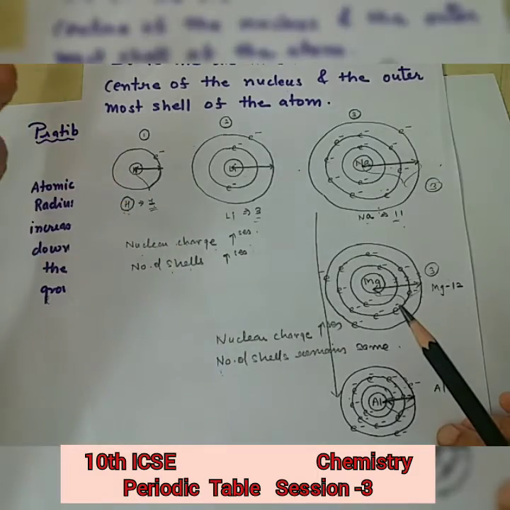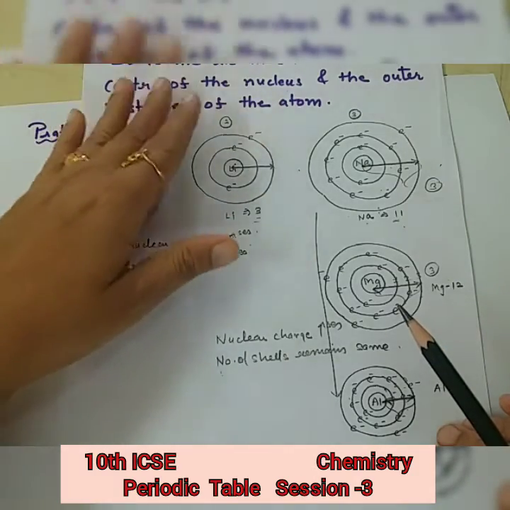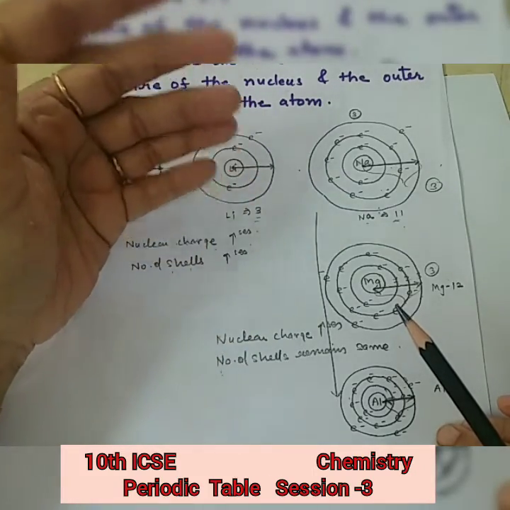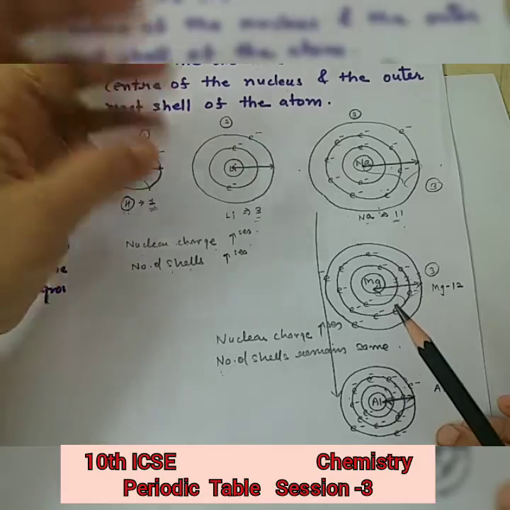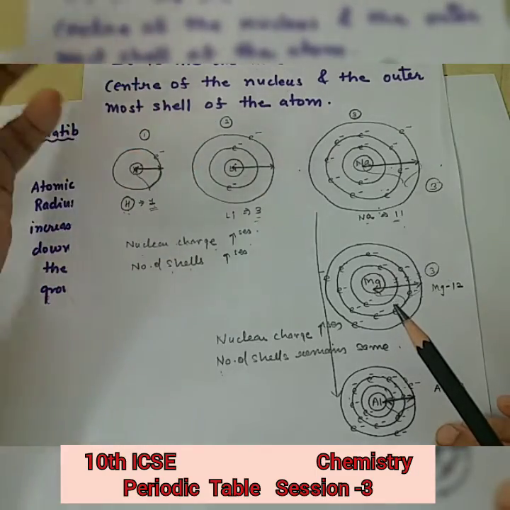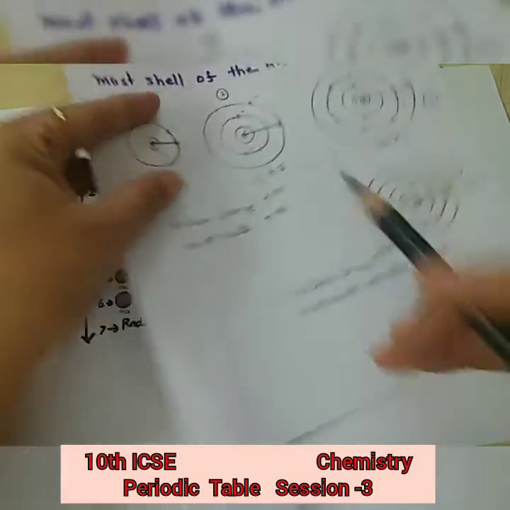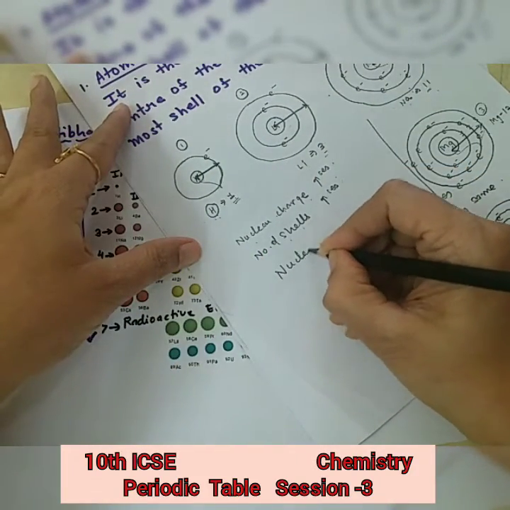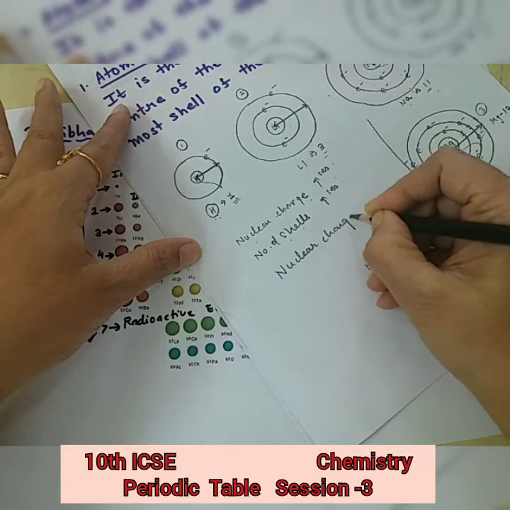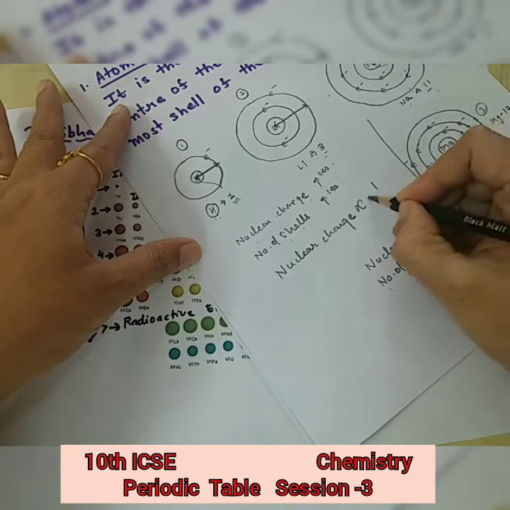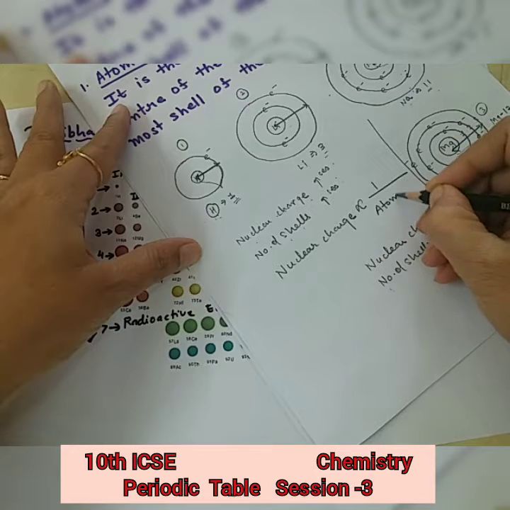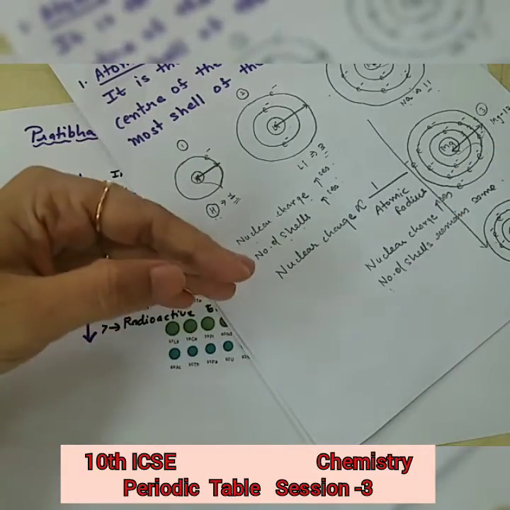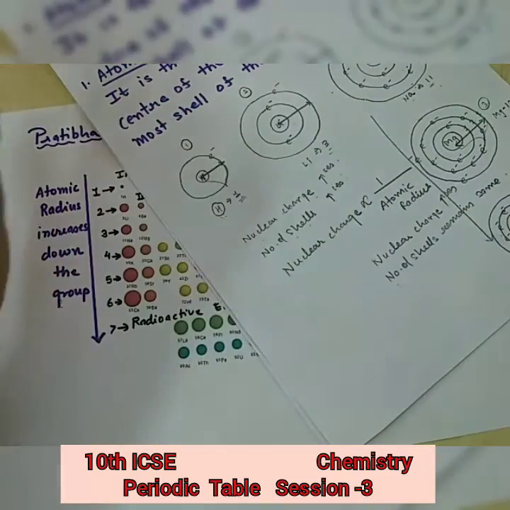and the factors affecting the atomic radius are the nuclear charge and number of shells. As we already discussed, nuclear charge depends on the number of protons. Greater the number of protons present in the nucleus, greater will be the nuclear charge, and if the nuclear charge is greater, then atomic size will be smaller. So you can see here the relationship between the nuclear charge or nuclear force of attraction with atomic size or atomic radius is inversely proportional. Inversely proportional means what? As the nuclear charge increases, atomic radius decreases.